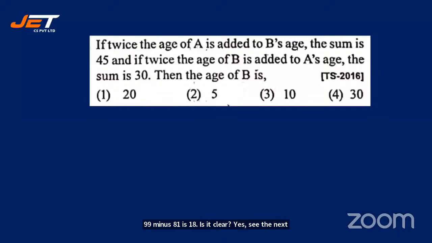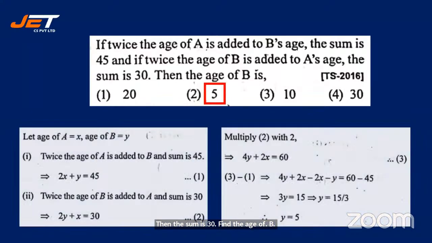If twice the age of A is added to B's age, the sum is 45. And if twice the age of B is added to A's age, then the sum is 30. Find the age of B. Yes, so let's disclose the answer for this. It is option 2, 5.